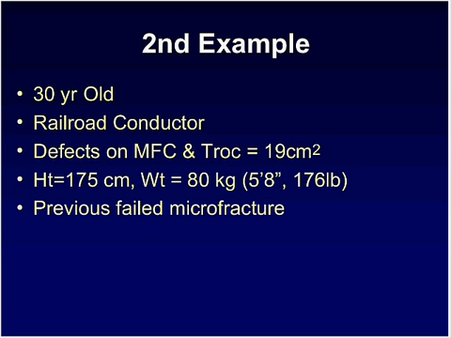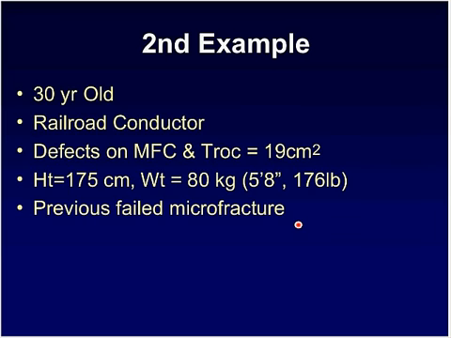He had defects to both the medial femoral condyle and the trochlea, with a total area rather large of 19 centimeters squared. He actually had both defects treated in one surgery but at separate locations. He was 5'8", 176 pounds. And the other key thing to think about is he had a previous microfracture. So this was a patient that was really starting in a hole.